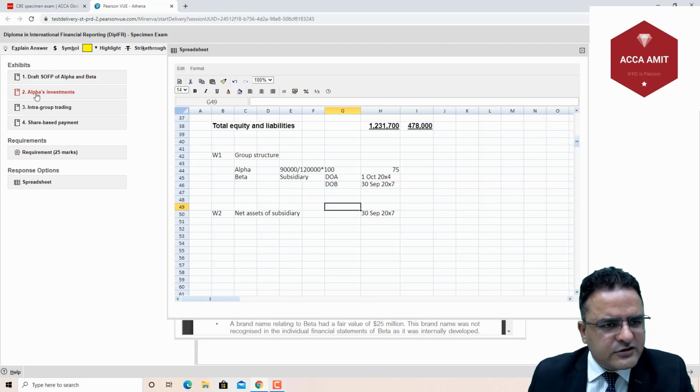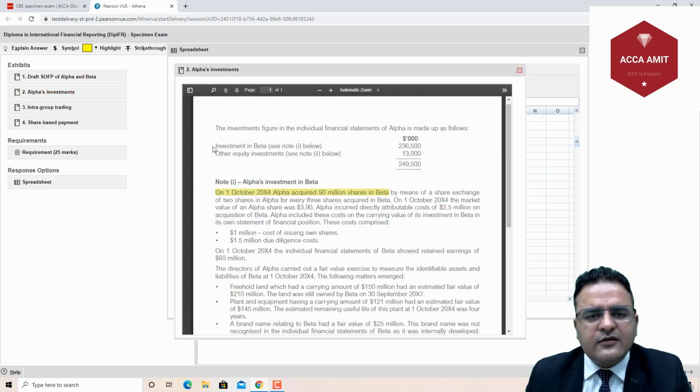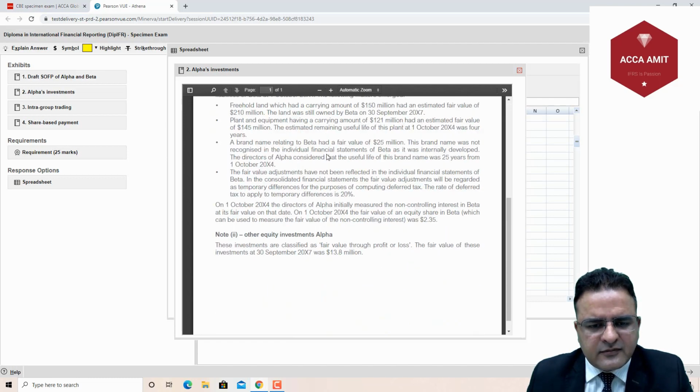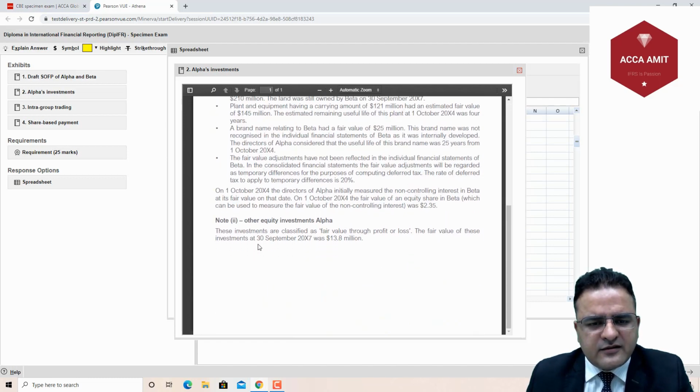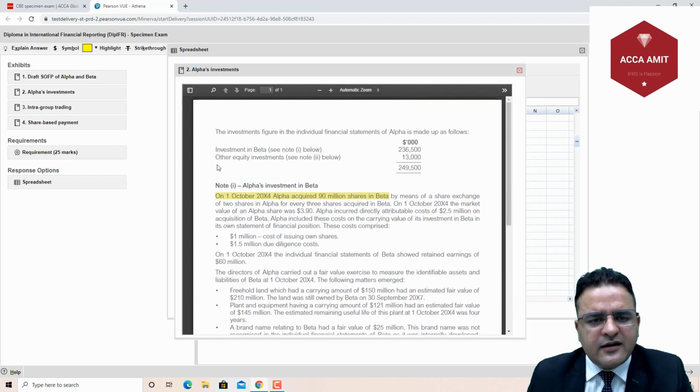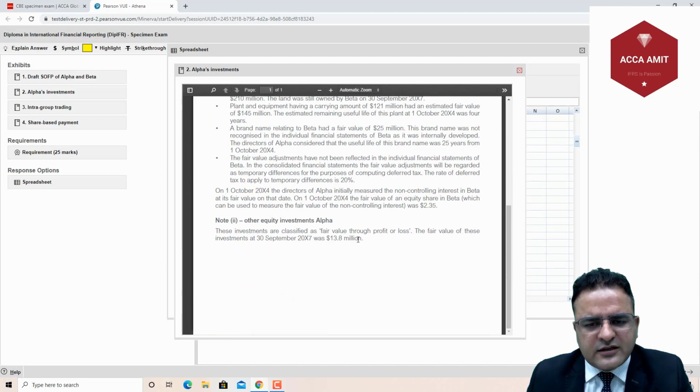We should scan through the question, Alpha's investments. Now, the investment in Beta is 2,36,500. There are other equity investments. Now these other equity investments, if you look at, belong to which category? These investments are classified as fair value through P&L. The fair value of these investments at 30th September 20x7 was 13.8 billion. So if you look at it here, the other equity investments are 13,000 and they increased to 13,800.